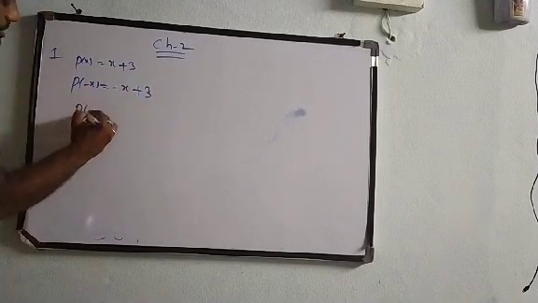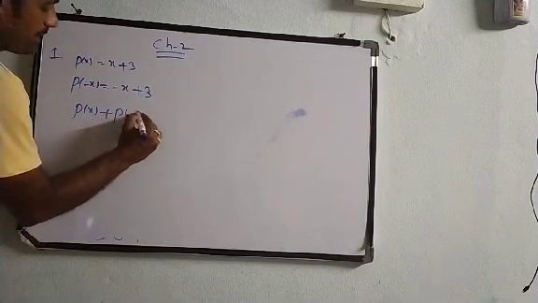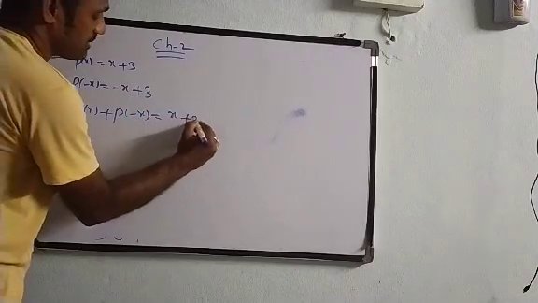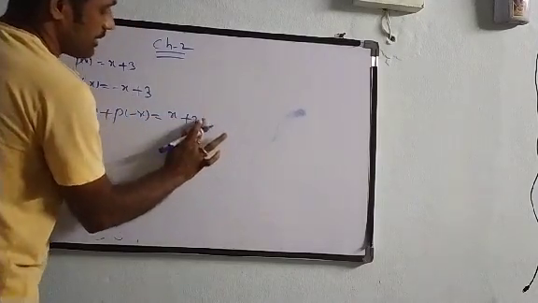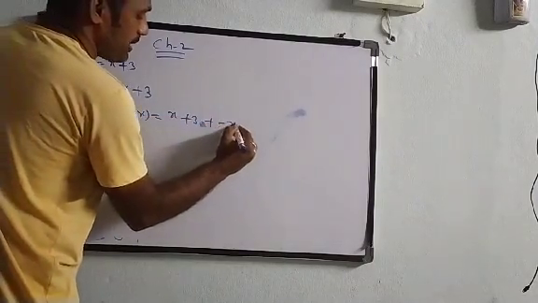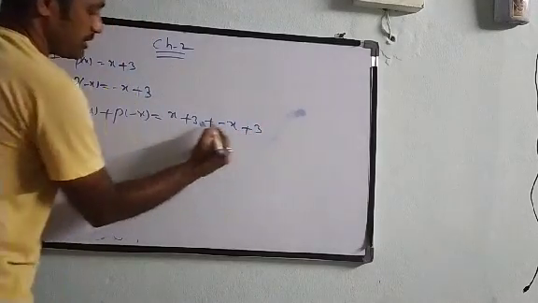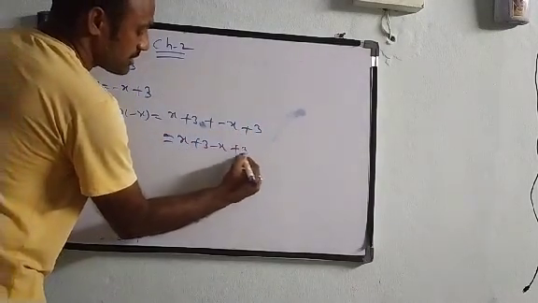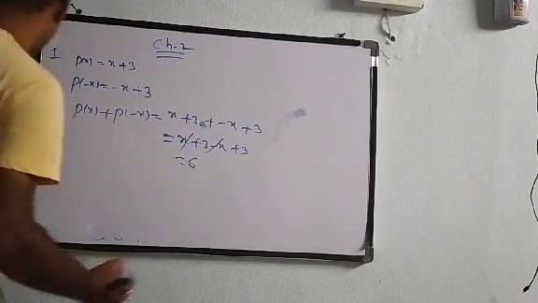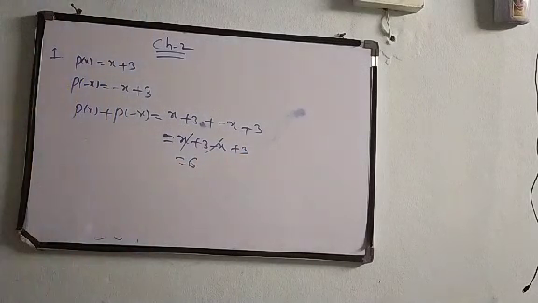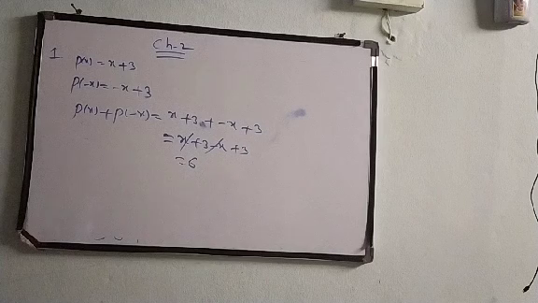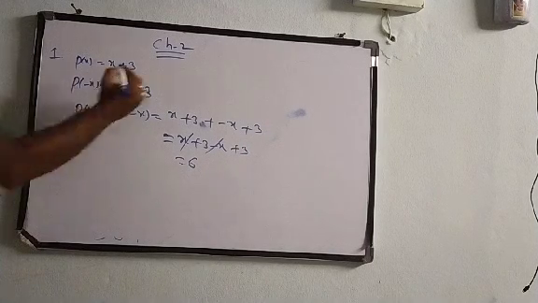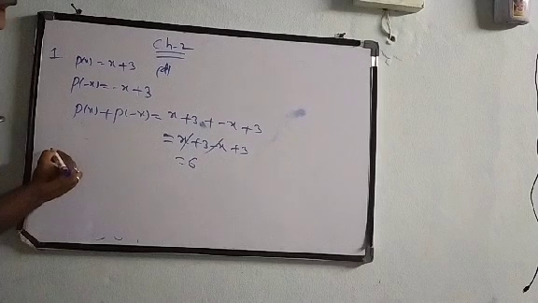So if I add these two, P of x plus P of minus x, it will be x plus 3 plus minus x plus 3. So plus into minus will be minus. So x plus 3 minus x plus 3, x gets cancelled. So the answer will be 6. So option D. First answer is option D.